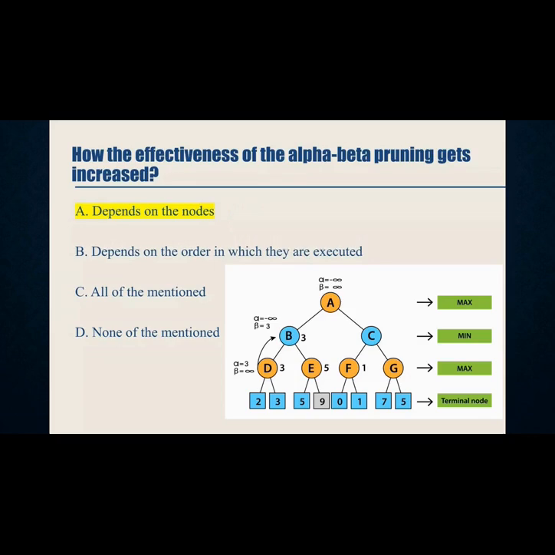How does the effectiveness of alpha beta pruning get increased? Does it depend on the nodes, or depend on the order in which they are executed, or all of the above, or none of the above? The correct answer is it depends on nodes. So the number of nodes affects the alpha beta pruning. As per the diagram, we can see that as the number of nodes increases, the pruning also increases.